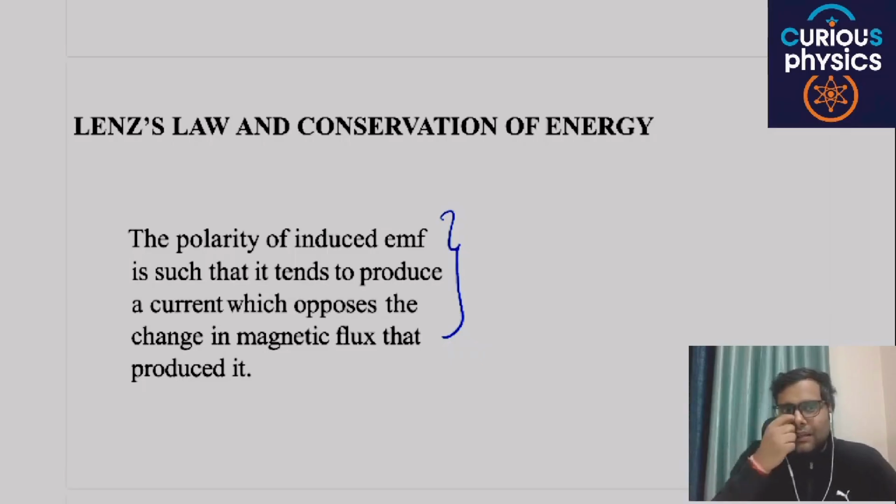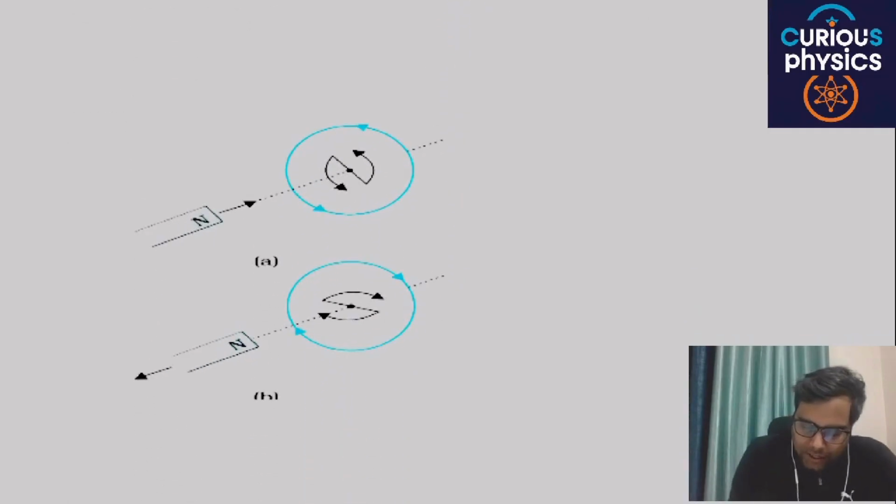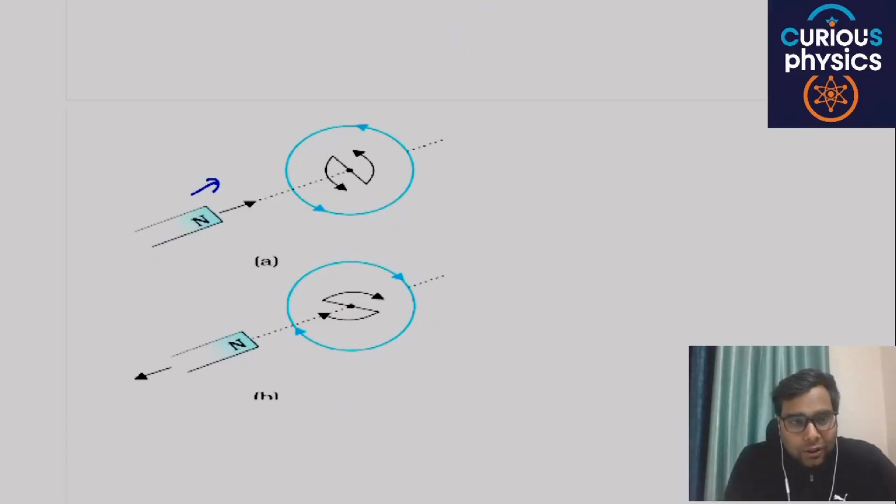This is basically Lenz's law. In this case, if this magnet is moving toward this particular loop, then the current will be produced in this direction. This is the direction of current, which will oppose the increase in magnetic flux. In the second case, the magnetic flux is reducing or decreasing. Then the induced current is in this direction, that will oppose the change.